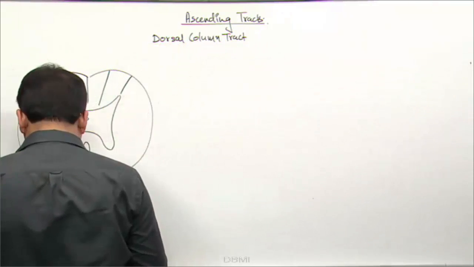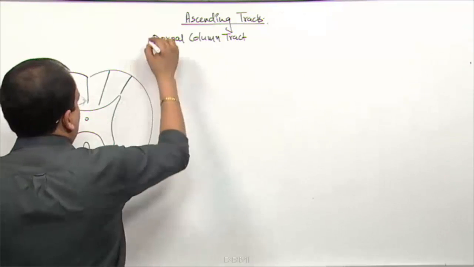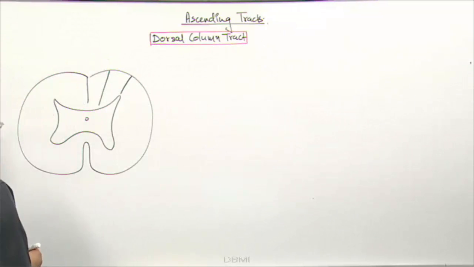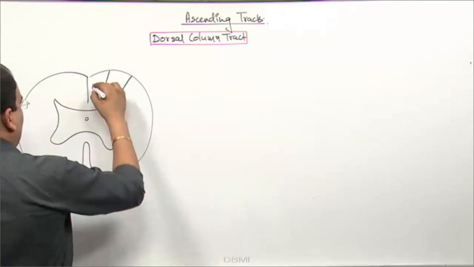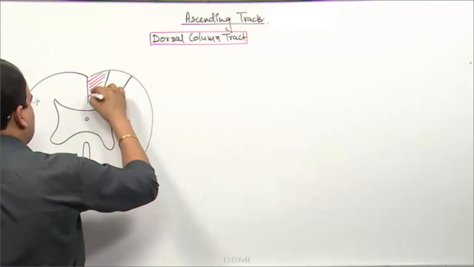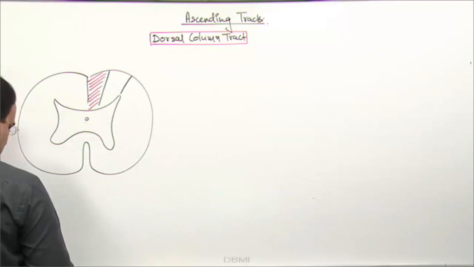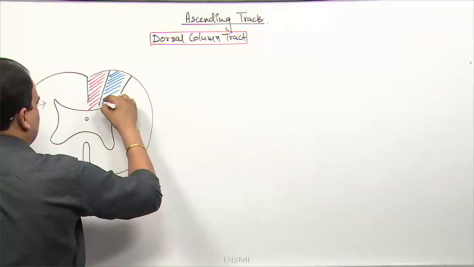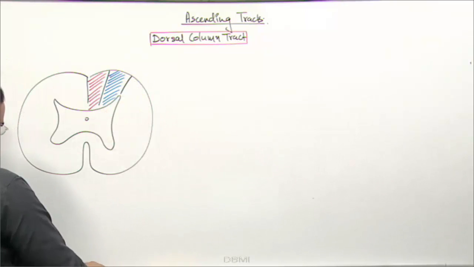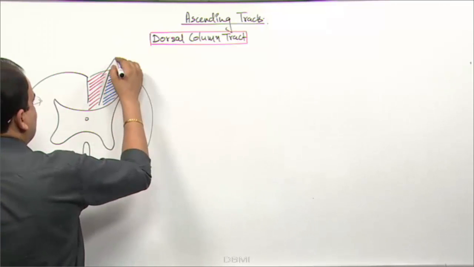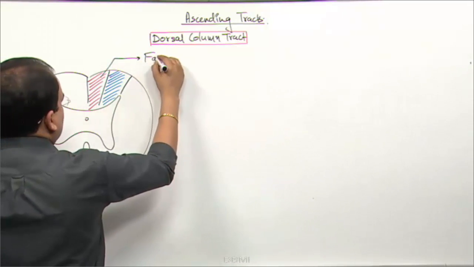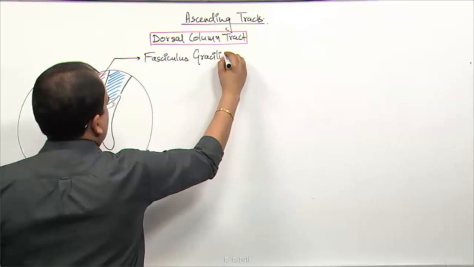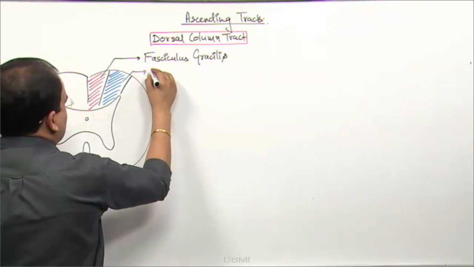The dorsal column tract. We have two components of this dorsal column tract, one coming from the lower limb and one from the upper limb, and named accordingly. Now this is called the fasciculus gracilis, and here we have the fasciculus cuneatus. The medial one is fasciculus gracilis, and this lateral one is fasciculus cuneatus.